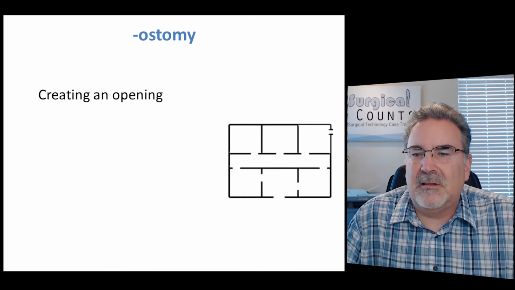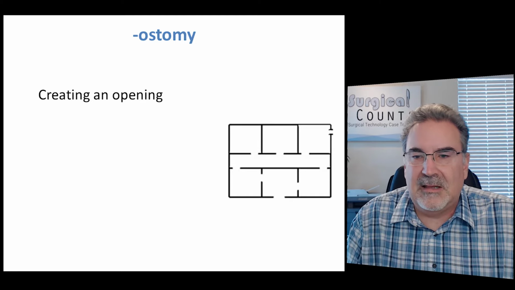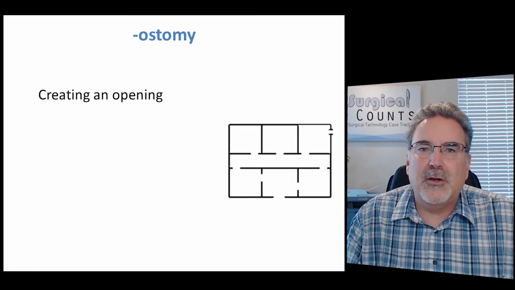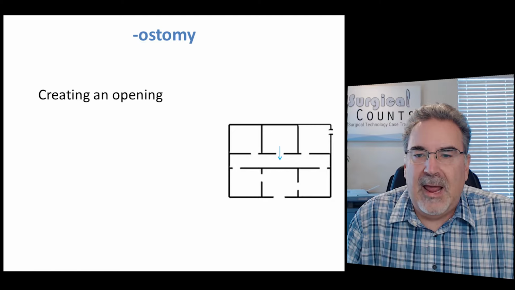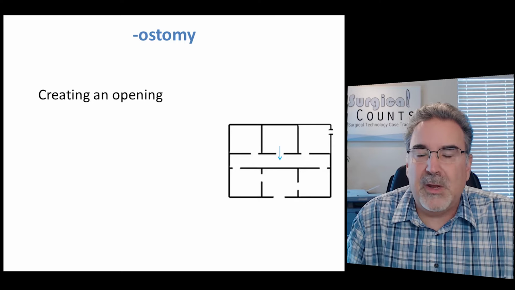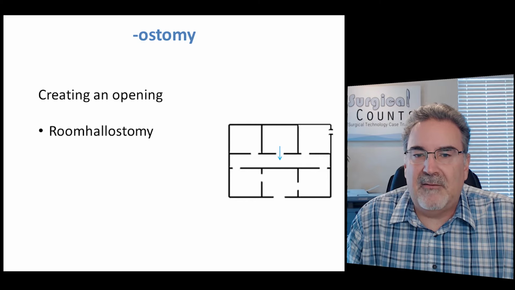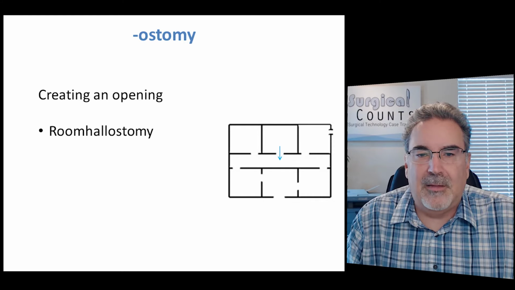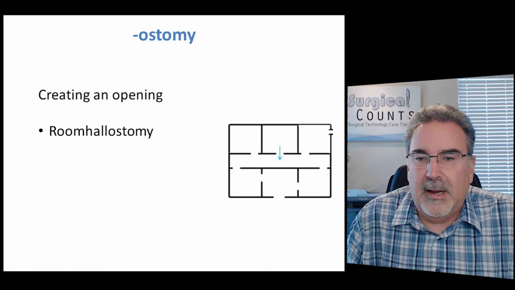All right, so take a look at this little diagram of a house, let's say. So you've got a couple of rooms along the side, and then down the middle, you've got a hallway. So when you're creating an opening between, let's say, a room and a hallway, what you're going to do is name the two things that you're creating the opening between, and then you're going to follow it with the term ostomy. So for example, in this case, you're going to have a room, hall, ostomy. You're creating an opening between the room and the hall. So it's a room, hall, ostomy. So you can tell what you're creating the opening and connecting between by looking at the word.